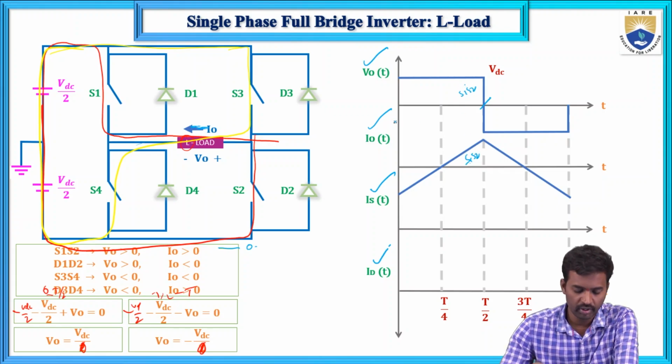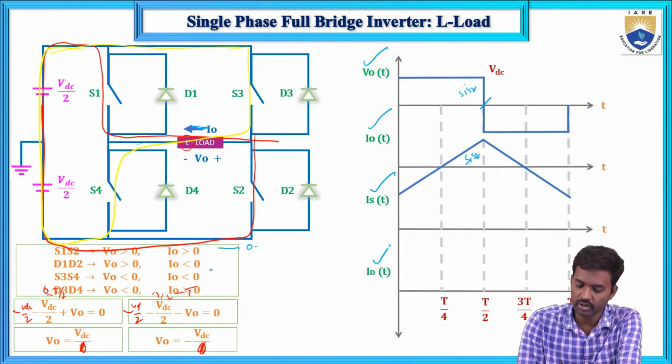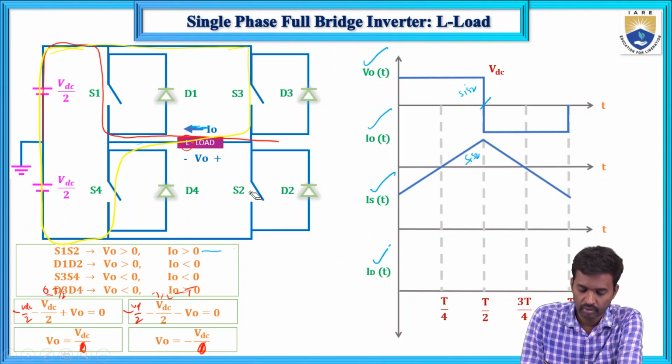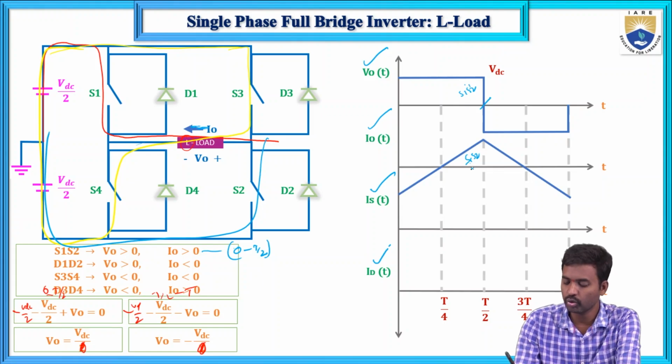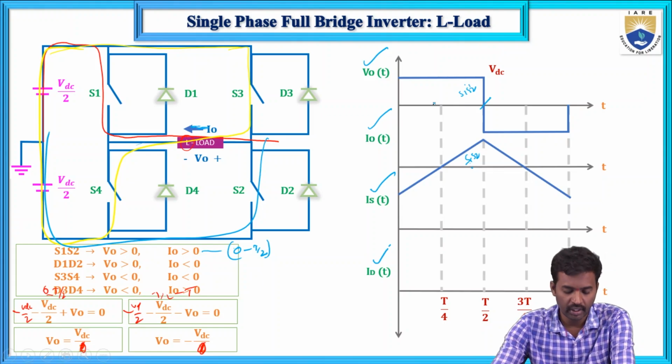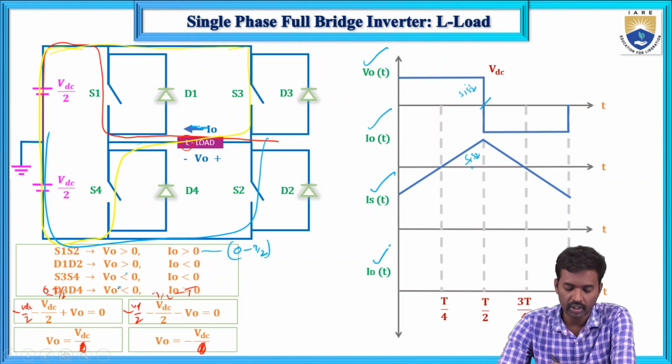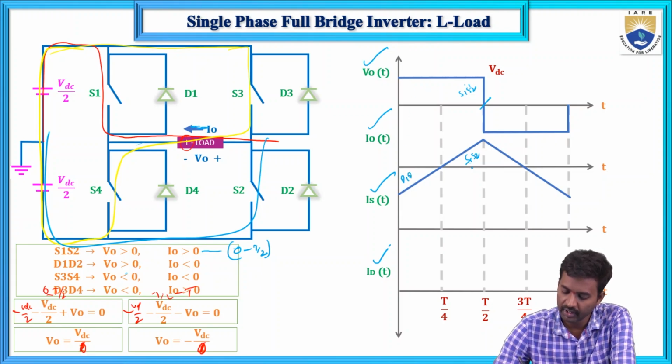So V naught is positive and I naught is negative. Sorry, this one: here S1 and S2 will conduct from 0 to T by 2 duration. So here voltage is positive and current is positive, both are positive. And next here D1 and D2 will conduct. So here D1 and D2 will conduct during 0 to T by 4.